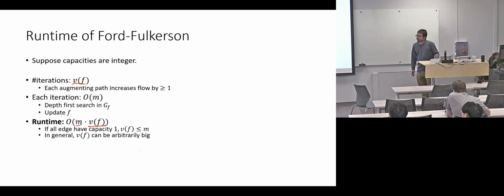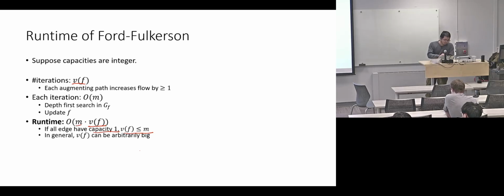So if the edges have capacity 1, then the value of the flow is at most m, because each unit of flow consumes 1 unit of capacity on some edge.